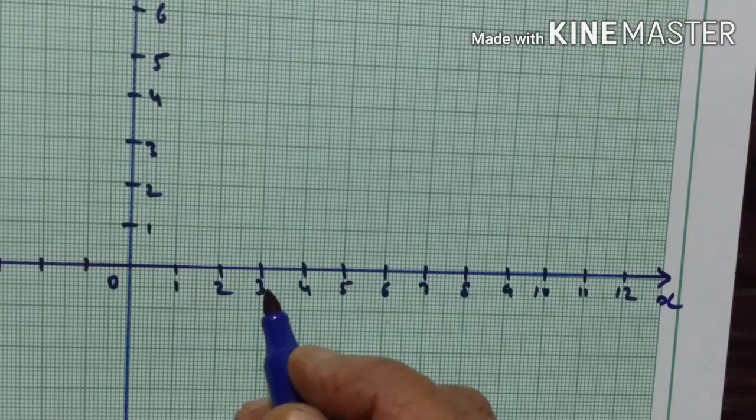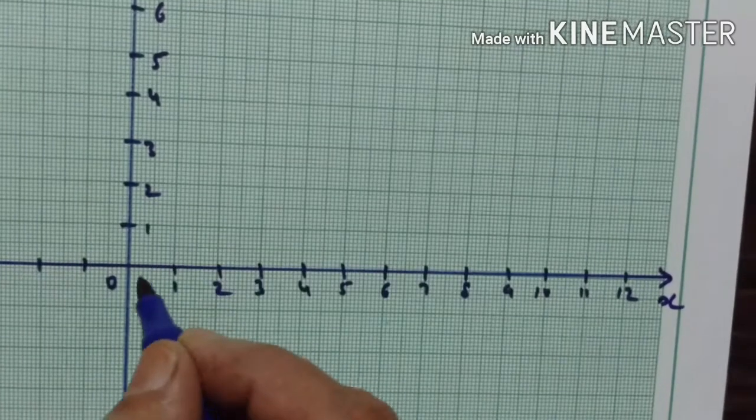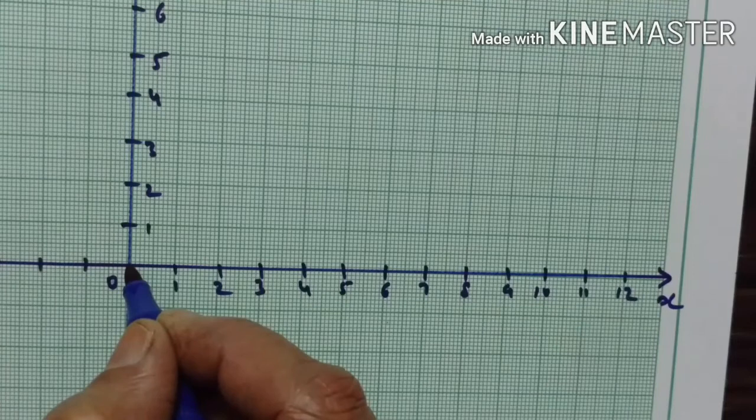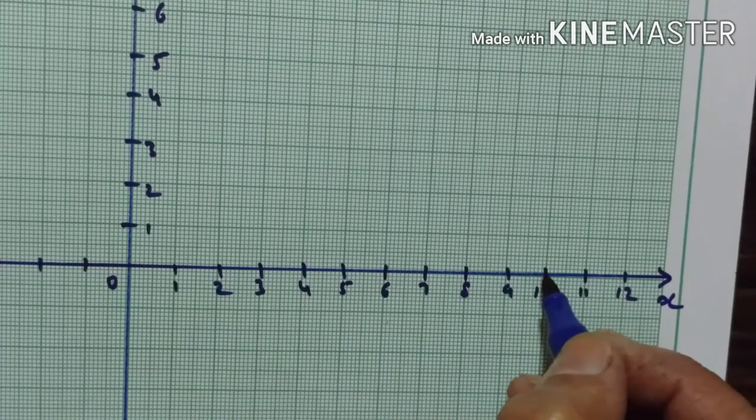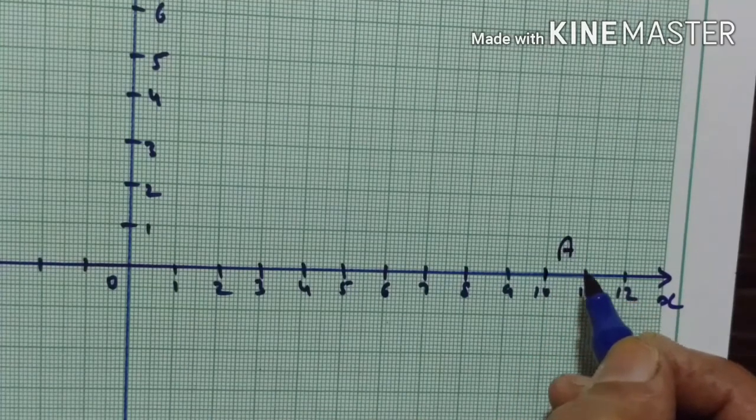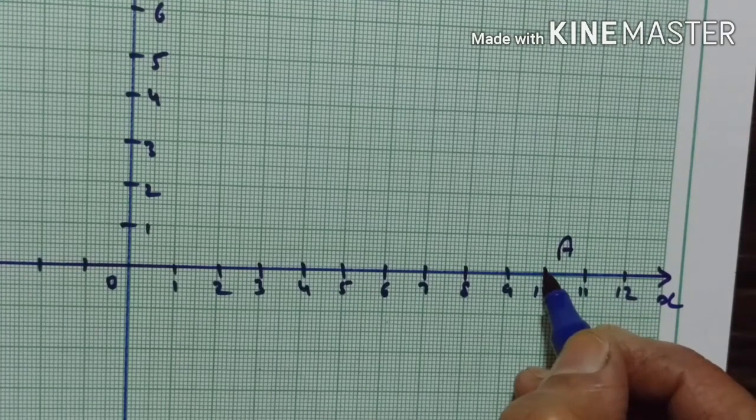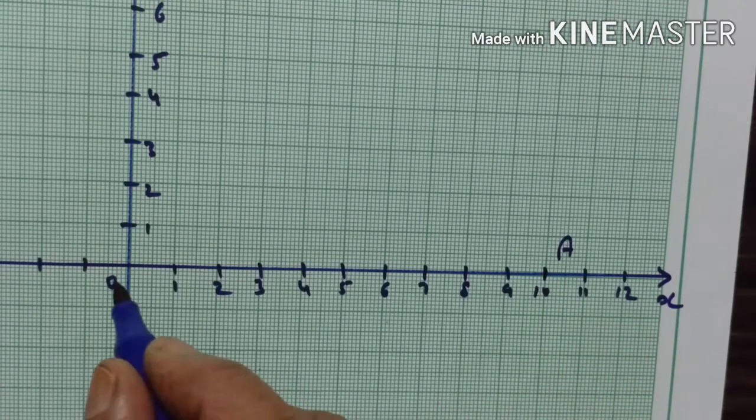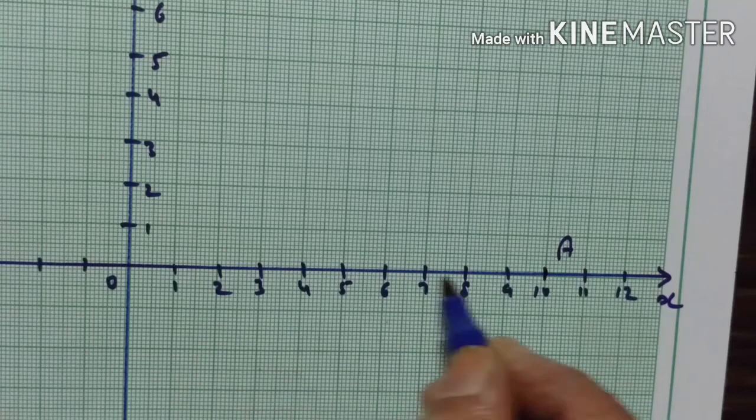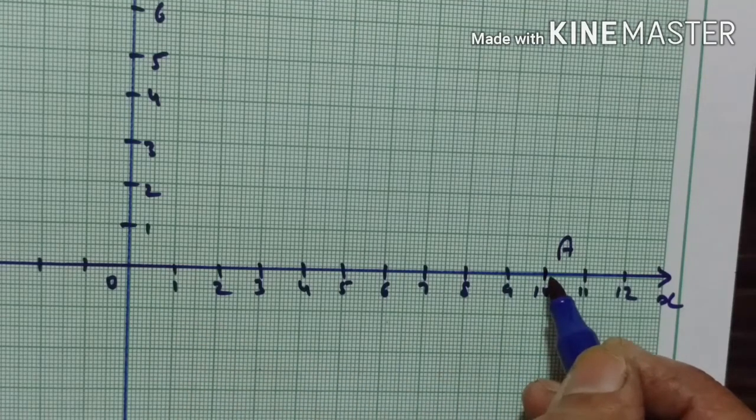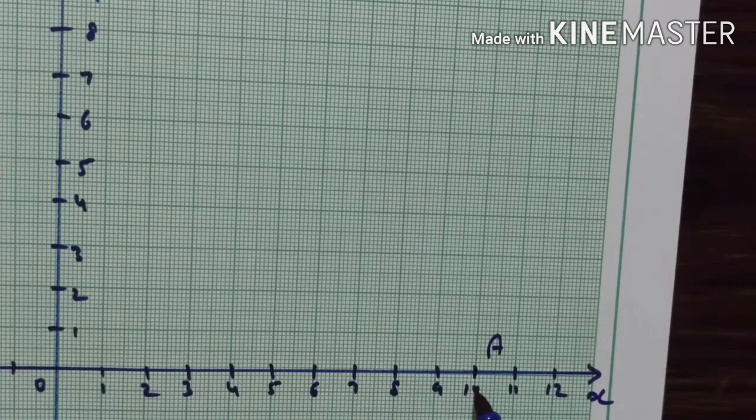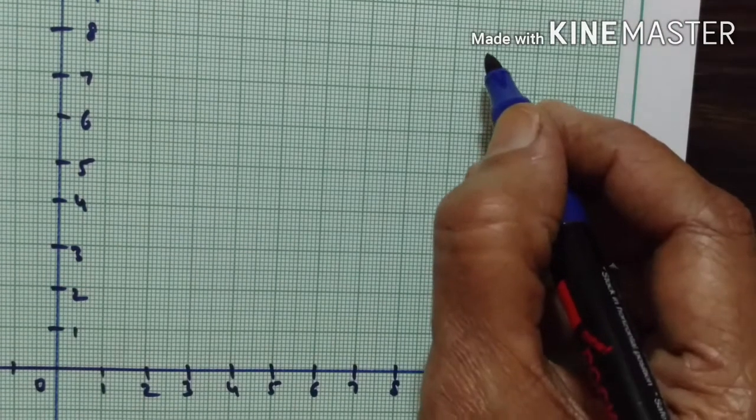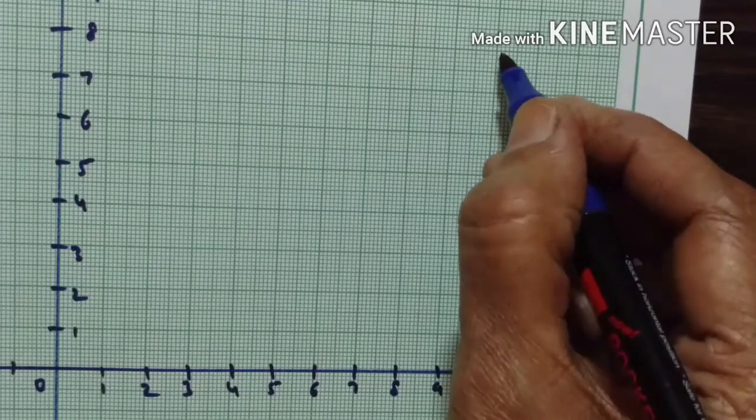In rectangle OABC, point O is the origin. OA is equal to 10 units along the x-axis, suppose this is A, and AB is equal to 8 units.